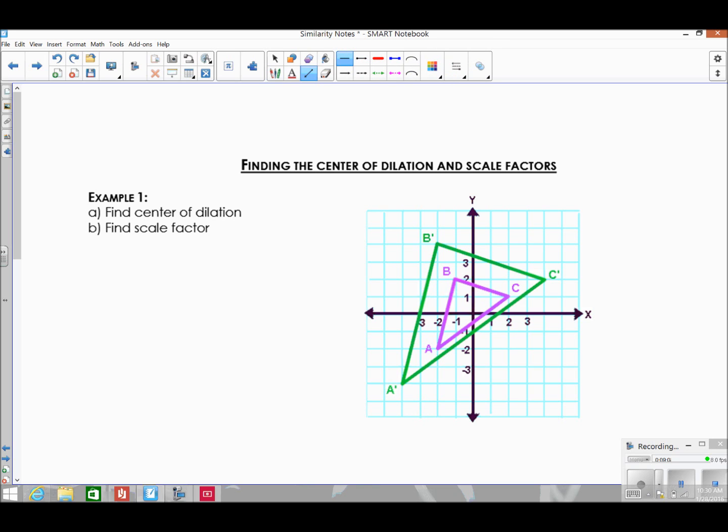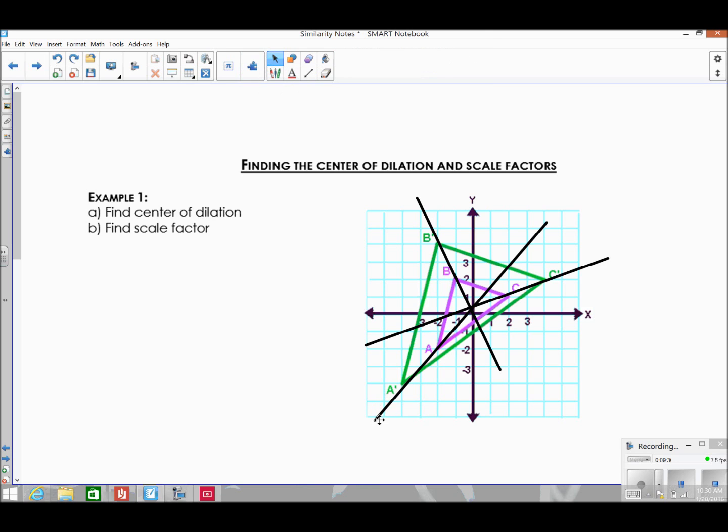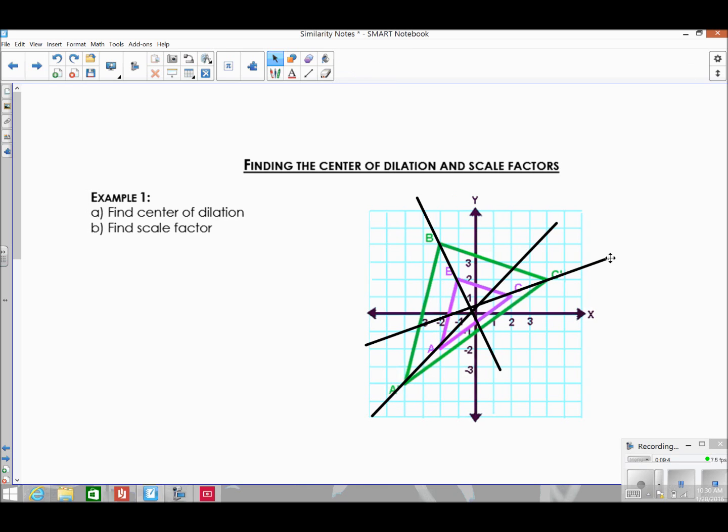Sometimes you can just eyeball it and see where it is, but what you can do is connect each pre-image and image point. If I draw a line through B and B prime, and then a line through C and C prime, and a line that connects A to A prime, you can see that where these are all crossing is the center of dilation, because all of those points have to be collinear. This is a little bit off, but if I fix this, my center of dilation is going to be at the origin.